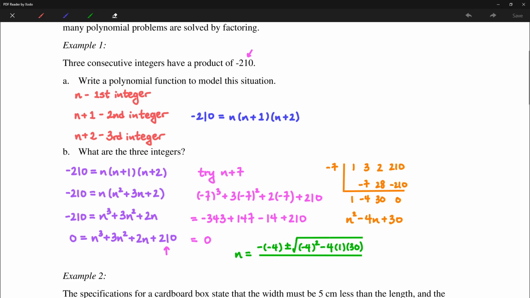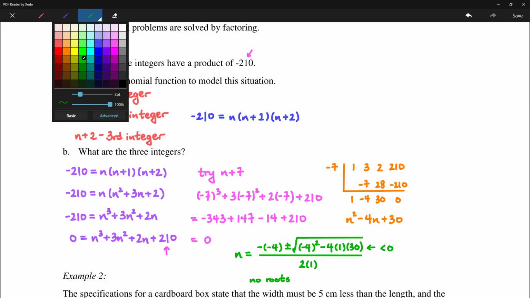So this is once again the quadratic formula, right? We have the components negative b plus or minus the square root of b squared minus 4ac all over 2a. And we'll notice right away that the part that's underneath the square root sign is less than 0. So this has no roots. What that means is negative 7 is the only solution here.